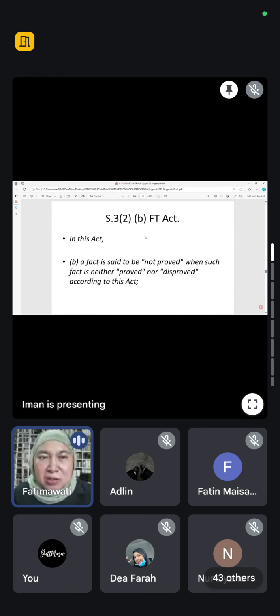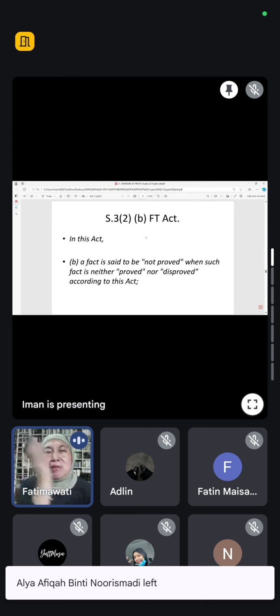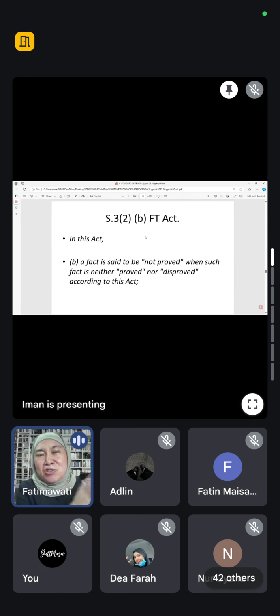Okay, so this is what section 3 subsection 2B of the FTA says. A fact is said to be not proved when such fact is neither proved nor disproved according to the Act. Okay. So kalau you ada satu fakta tu tidak dibuktikan, you do not bring evidence, or you do bring evidence, but the evidence is not sufficient to prove the particular fact. So the fact is said to be not proved. Okay, when the fact is not proved or disproved, therefore it is not accepted as evidence. Okay, next.